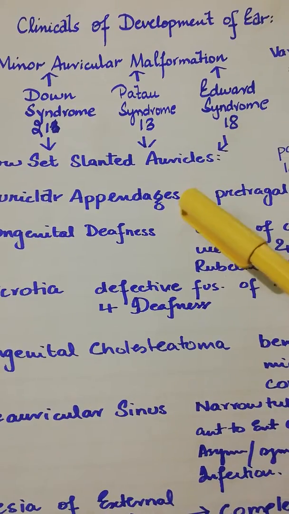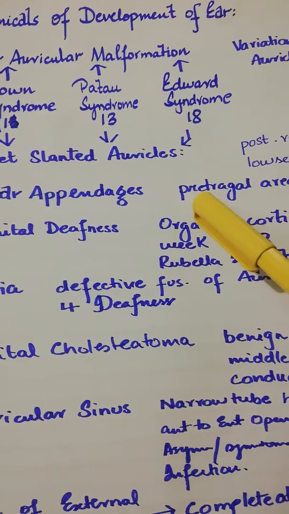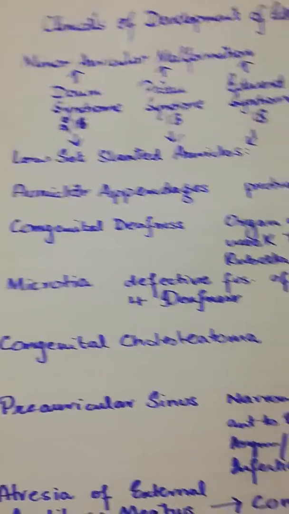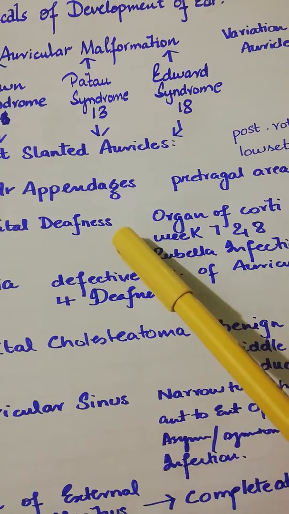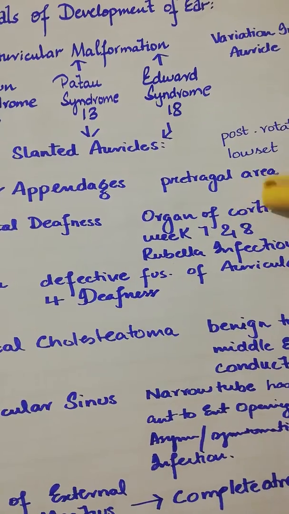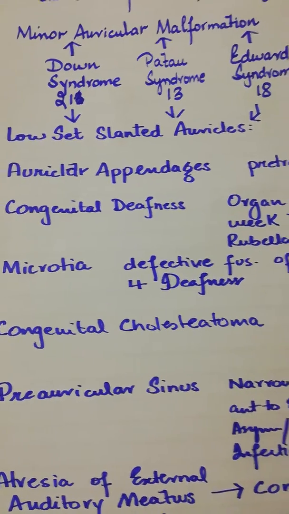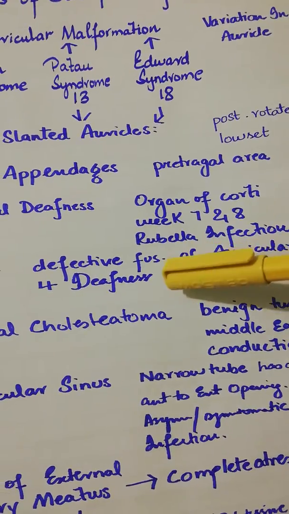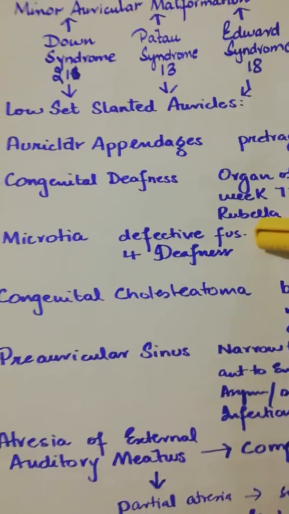Auricular appendages are the skin tags that are present in the pretragal area. Congenital deafness is due to the damage of the organ of Corti during the 7th and 8th week because of rubella infection. Microtia is a defective fusion of the auricular hillocks, and it is associated with deafness.